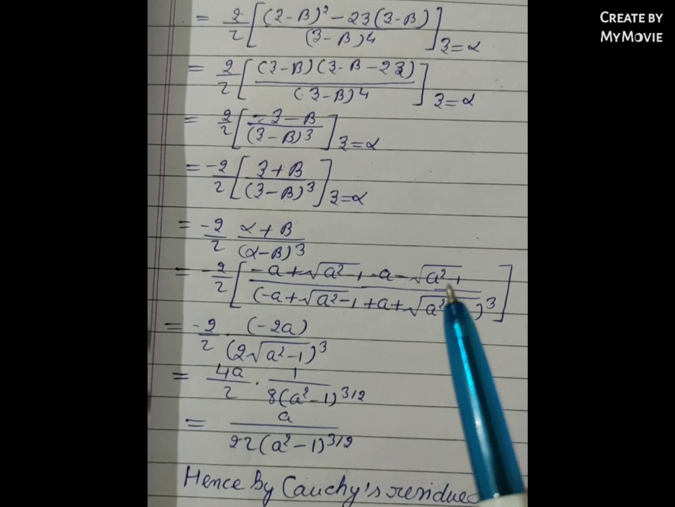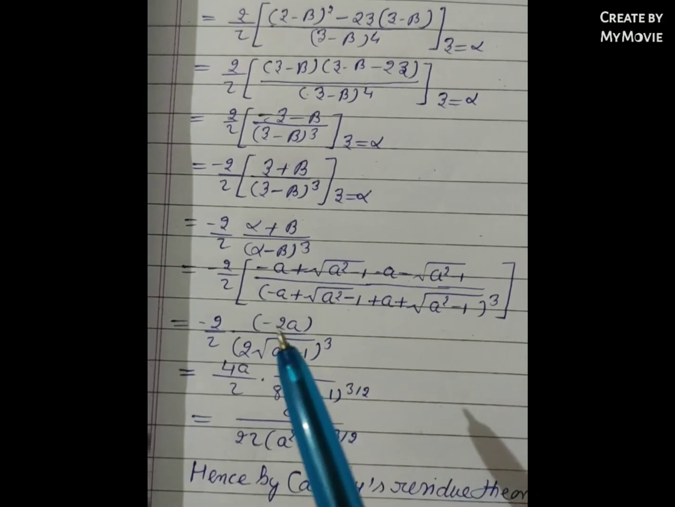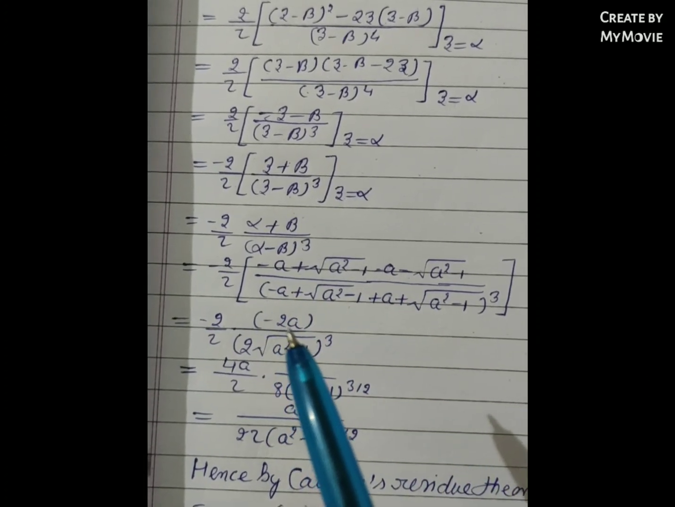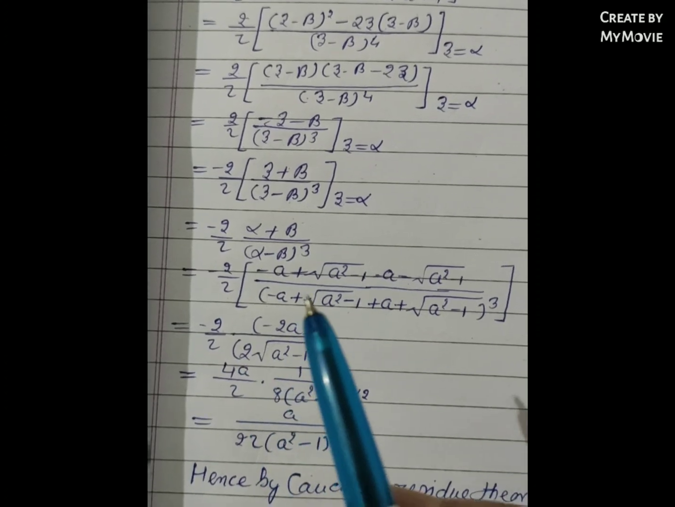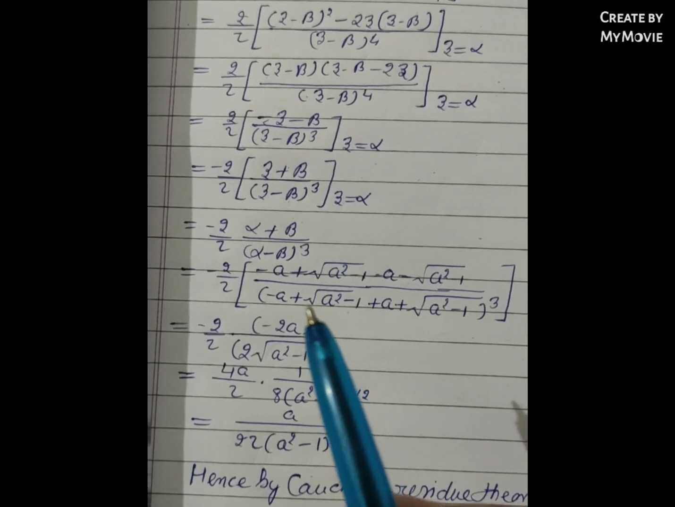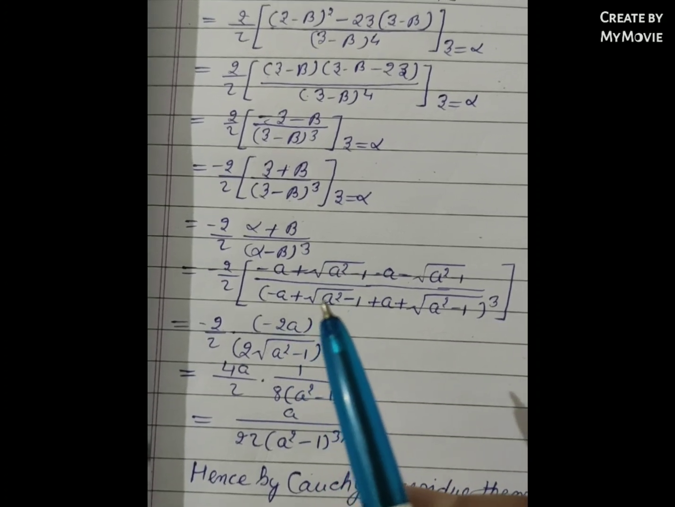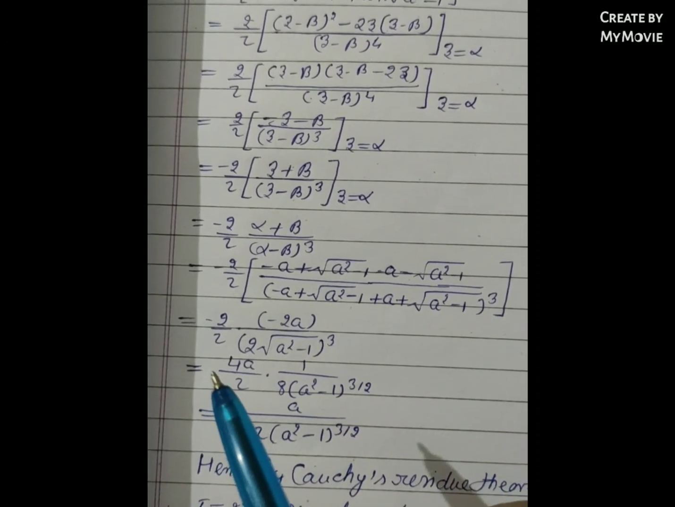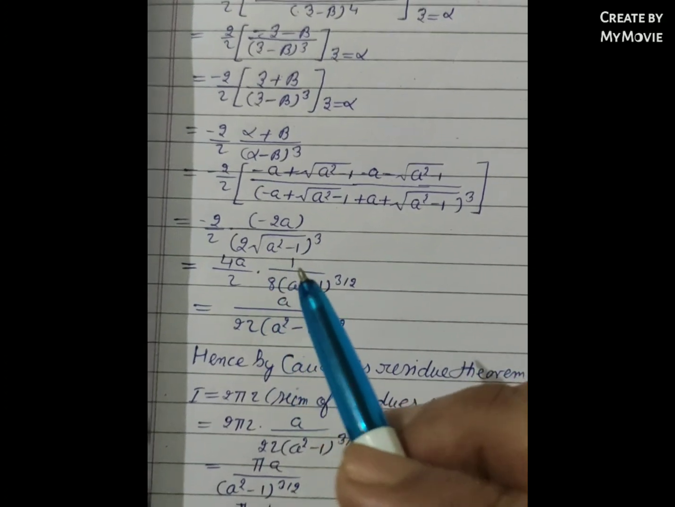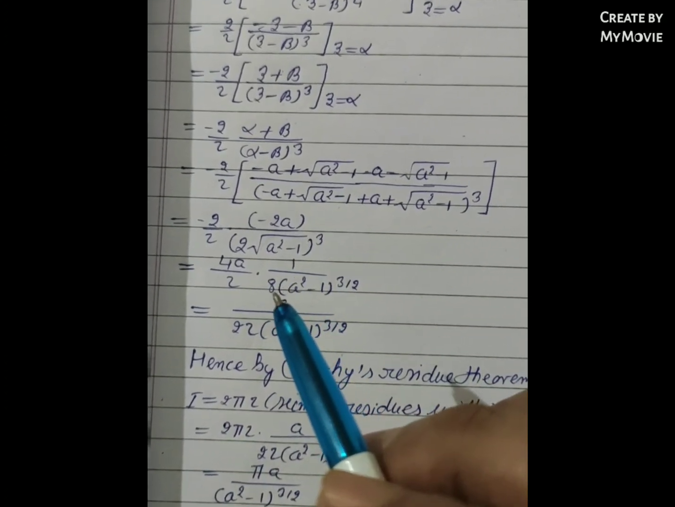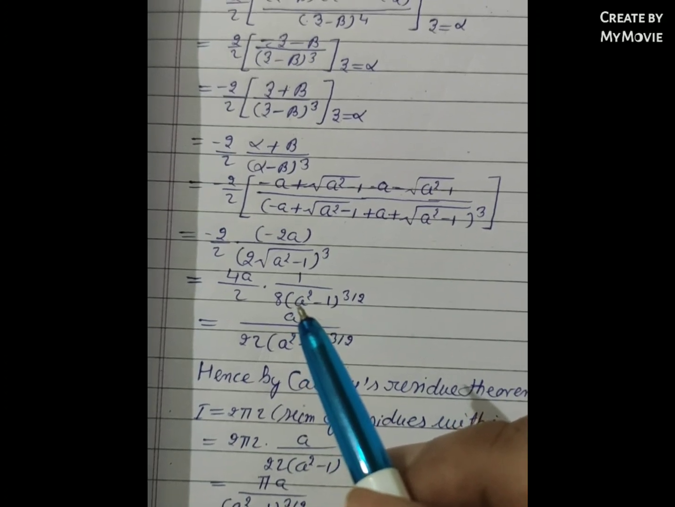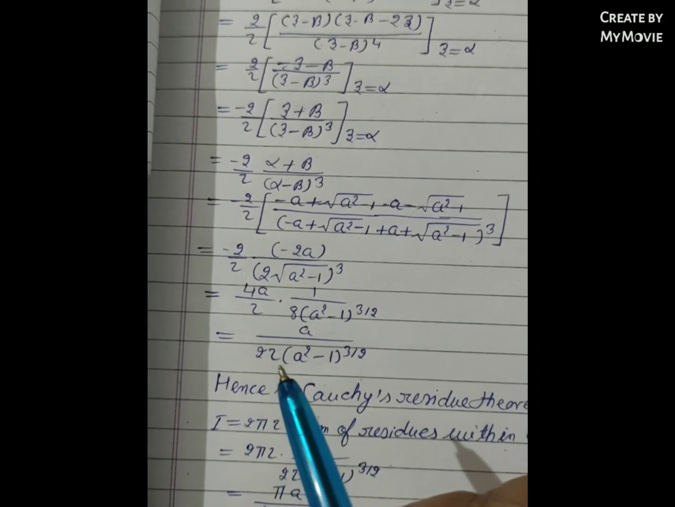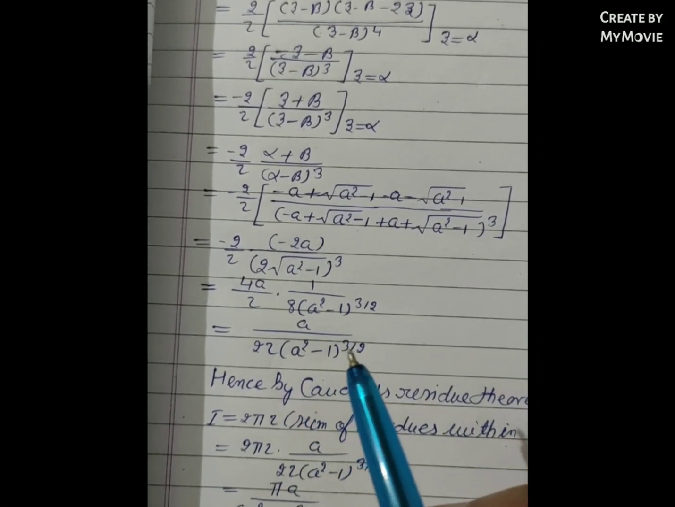which is equal to minus 2 upon iota. The square root of a square minus 1 terms cancel out, so we remain with minus 2a, and in the denominator minus a plus a cancel out, and this term is equal to 2 times (square root of a square minus 1) whole cube, which is equal to 4a upon iota into 1 upon 8 into (a square minus 1) raised to power 3 upon 2, which is equal to a upon 2 iota (a square minus 1) raised to power 3 upon 2.